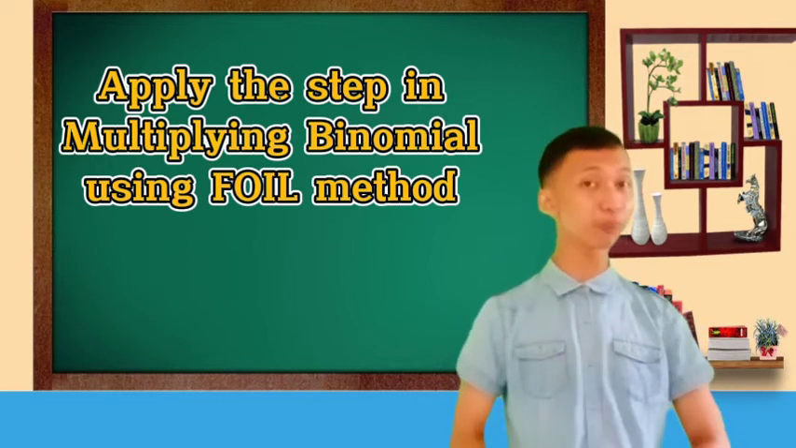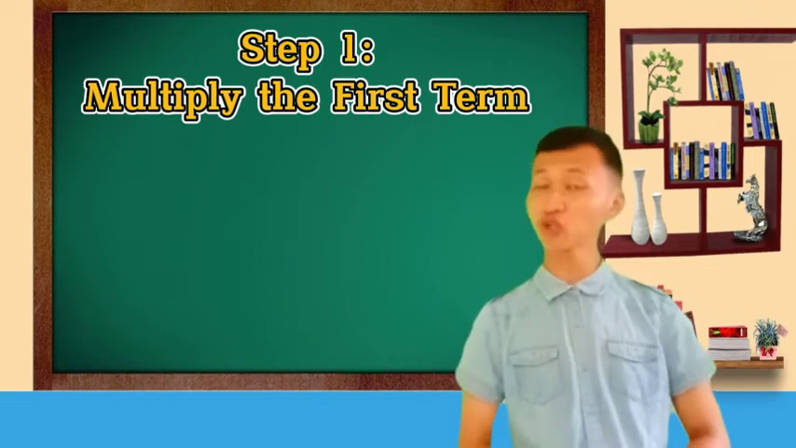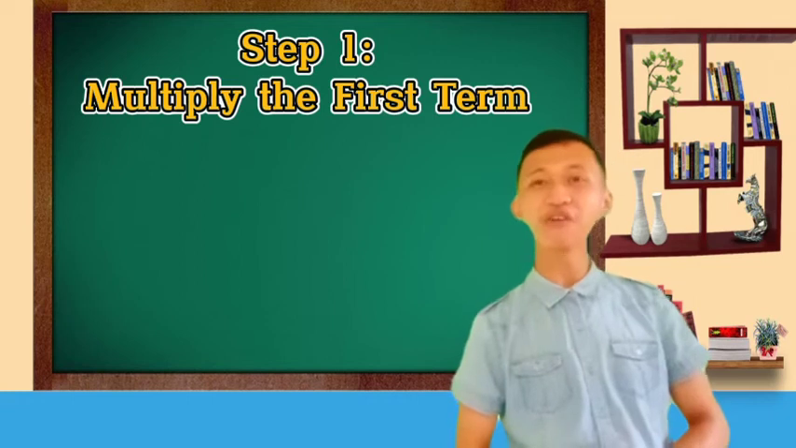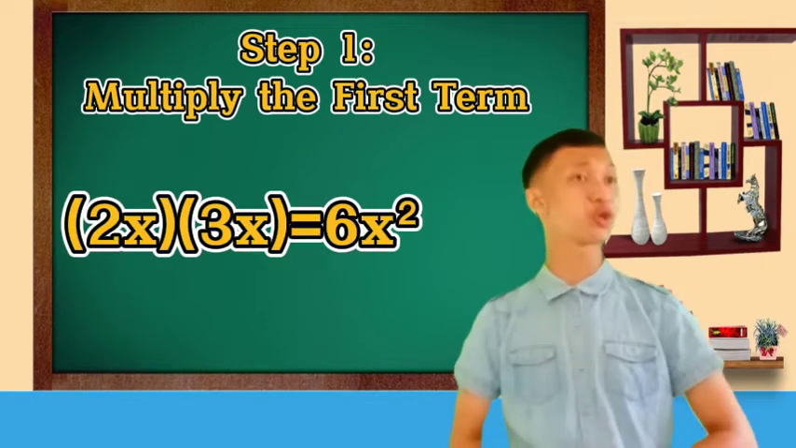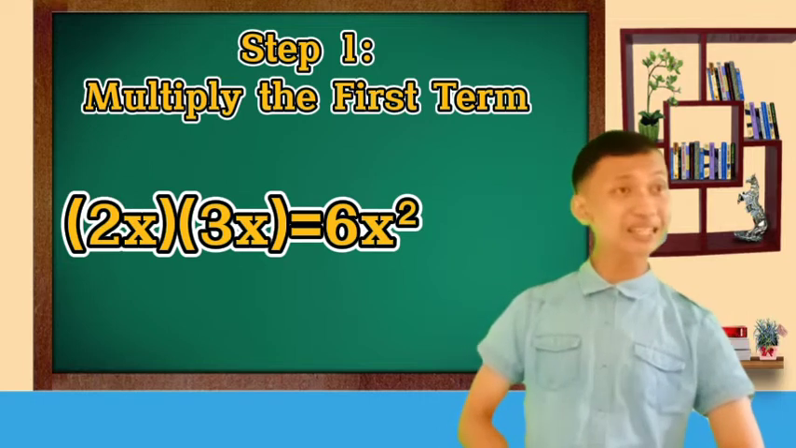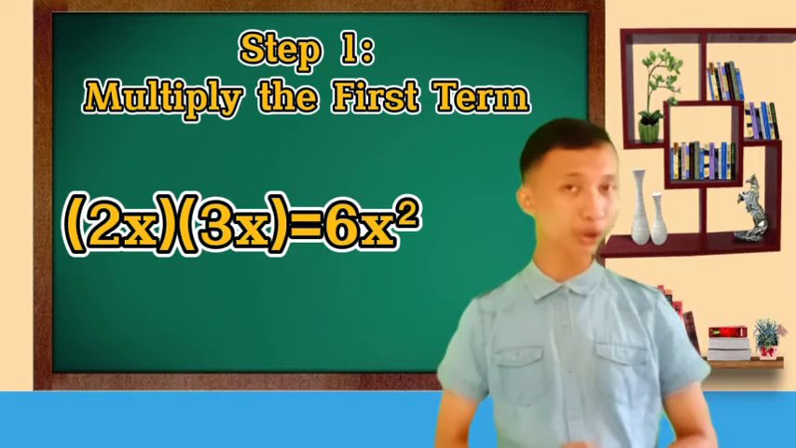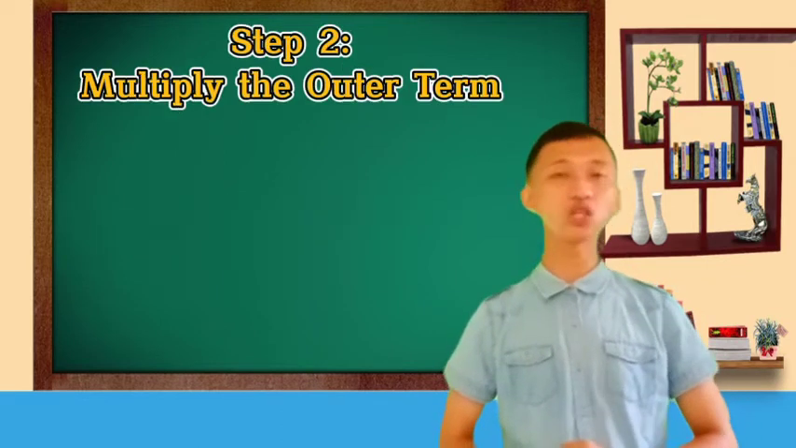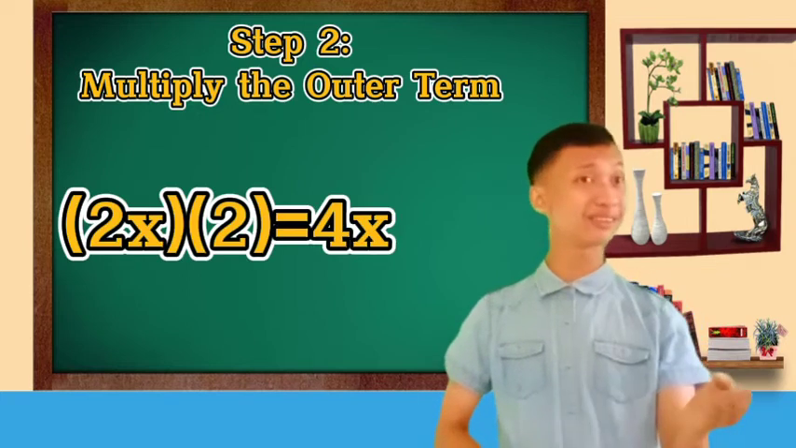The first step, we are going to multiply the first term. What is our first term? Yes, Junella? Very good. 2x times 3x, which equals to, yes, Aldrin? 6x squared. Very good. Now we have our outer term, which is, yes, Angel? Very good. 2x times 2, which equals to, Christine?